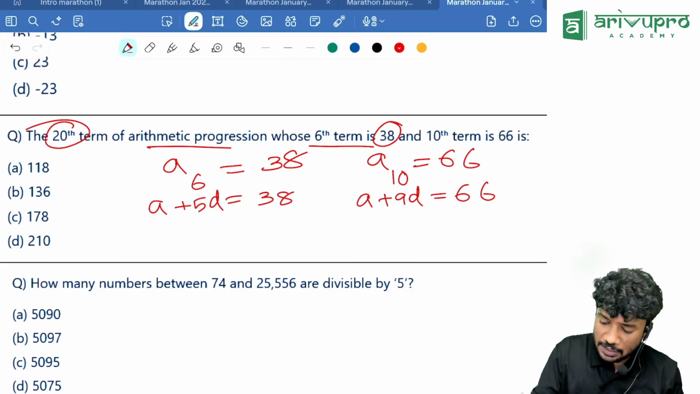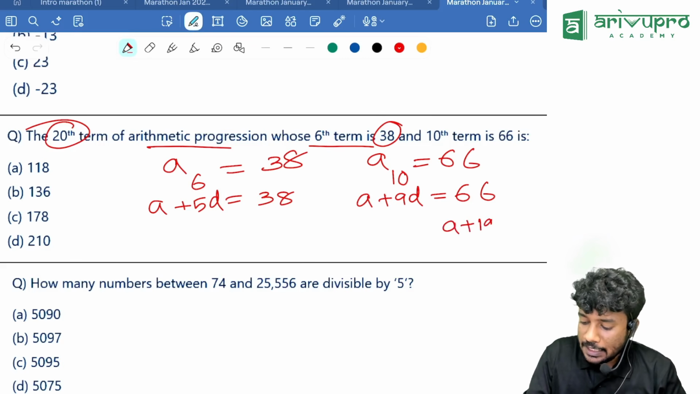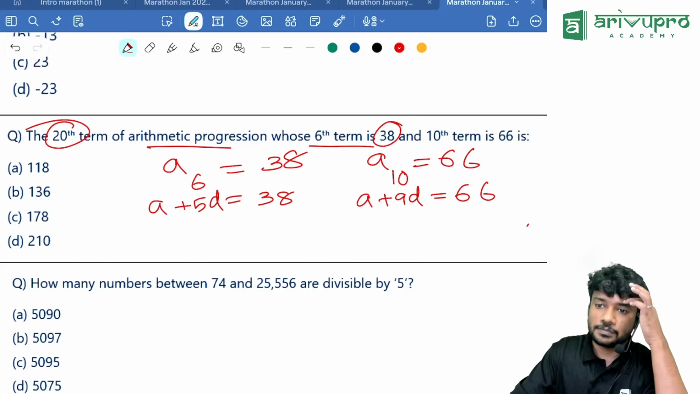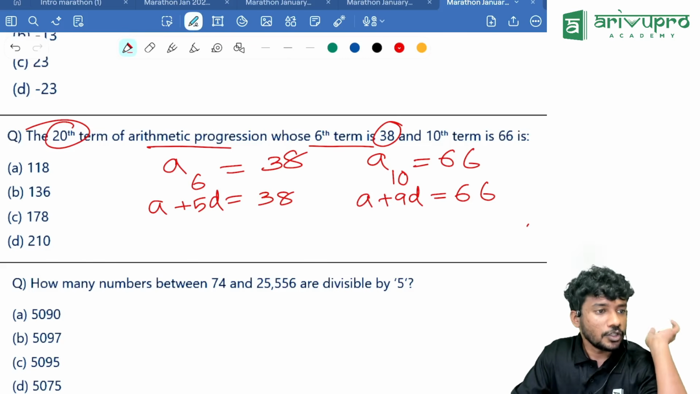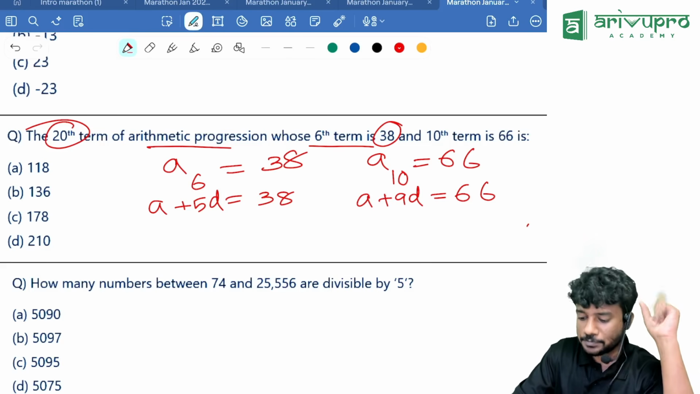What do you need to find at the end of the day? A plus 19D you need to find. Get me the answer. Please. 2 equations are there. You can use those equations. You can somehow find me the answer. Yes. 136.